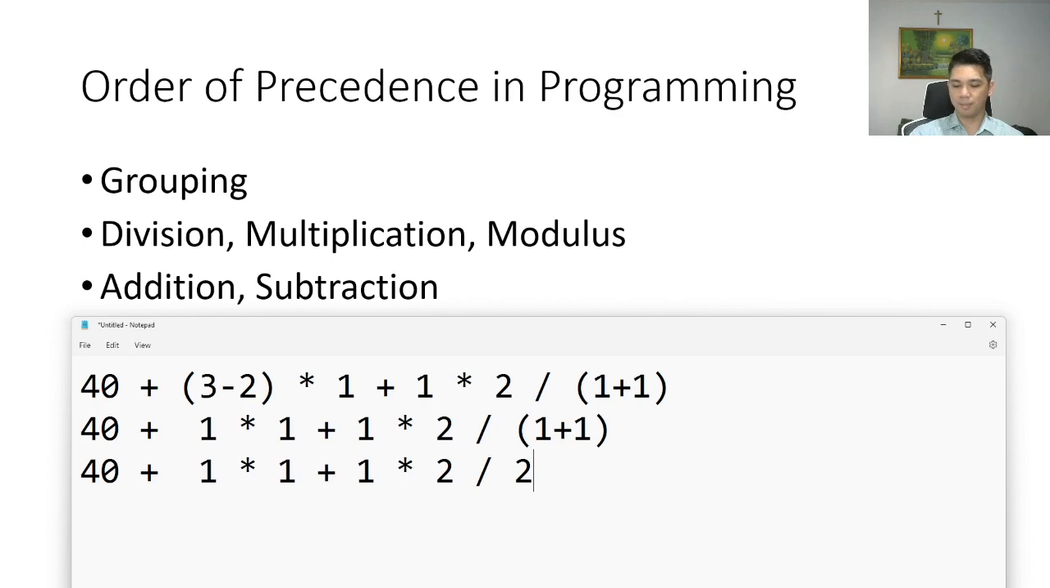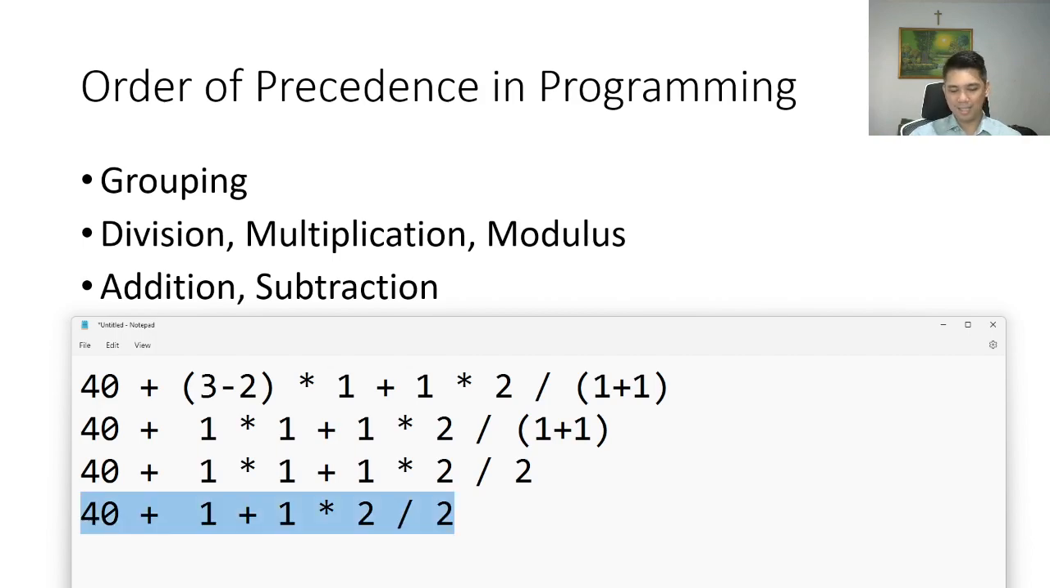So next, it will now find division, multiplication, modulus. All of them are on the same level, but whichever comes first from the left. So the computer scanning it will find this one, 1 times 1. So 1 times 1, it will become 2. Ay, sorry. It will become 1.